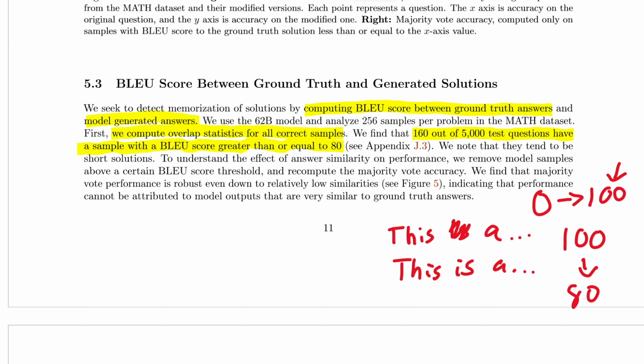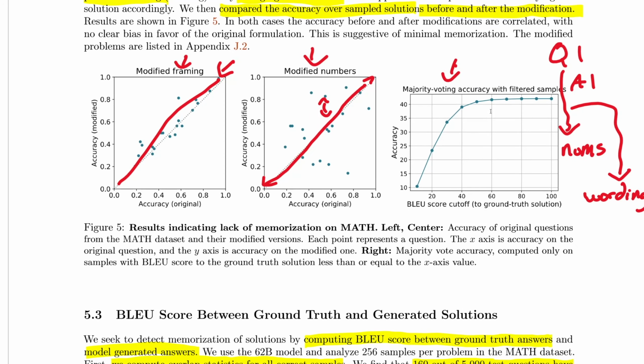So the question that they're going to be asking here is, if they remove the model samples above a certain BLEU score threshold and recompute the majority vote accuracy, will this change? How much will this change the performance of the model? In other words, if they take all the cases where the solution the model gave was very similar to the actual answer, and take that answer away and make it give a different answer, can it give an answer that's maybe worded a bit differently, but is still correct? And if we scroll up, that's what this graph earlier was showing.